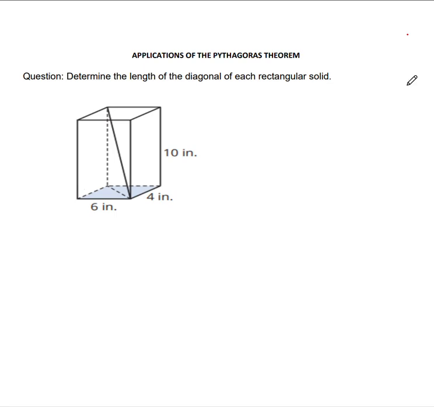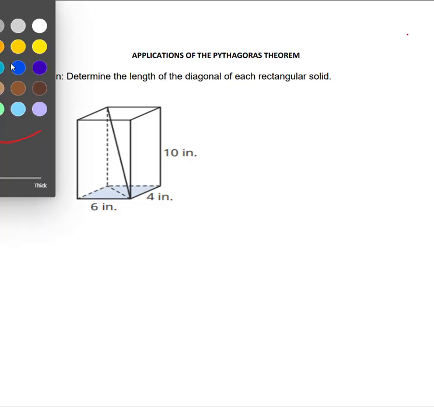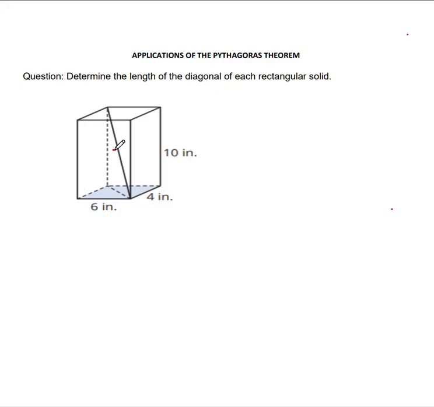And welcome. In this video, we'll be looking at the applications of the Pythagoras Theorem to finding dimensions of a rectangular solid. So we're going to determine in particular the length of the diagonal that is formed in this rectangular solid. And the diagonal that this question is referring to is this slant line that I am marking in red. That is the diagonal that the question is asking us to find.